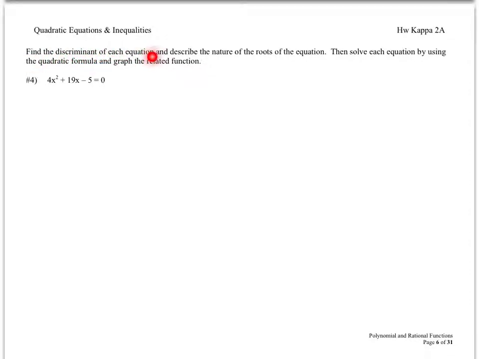Find the discriminant of each equation and describe the nature of the roots of the equation. Then solve each equation by using the quadratic formula and graph the related function. Let's just do one thing at a time. Let's find the discriminant.